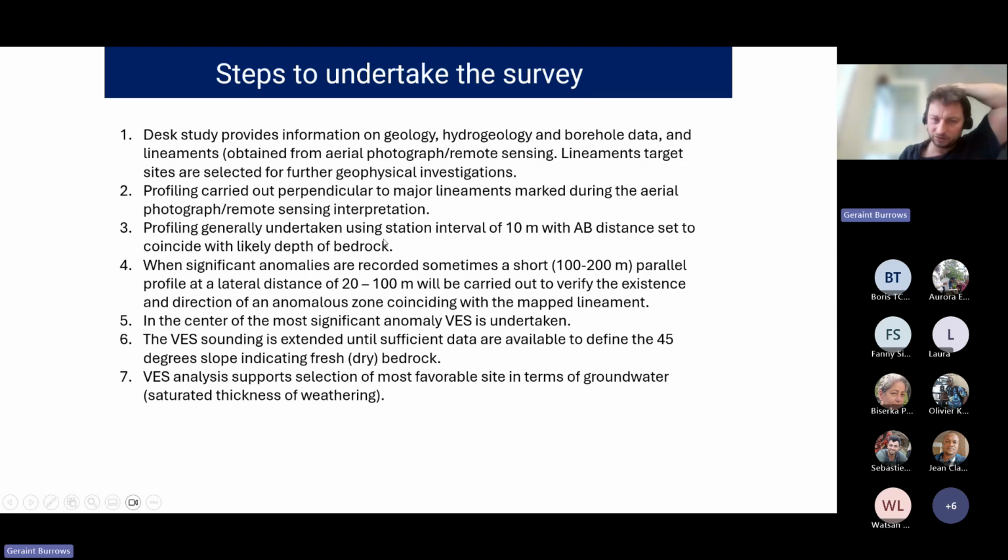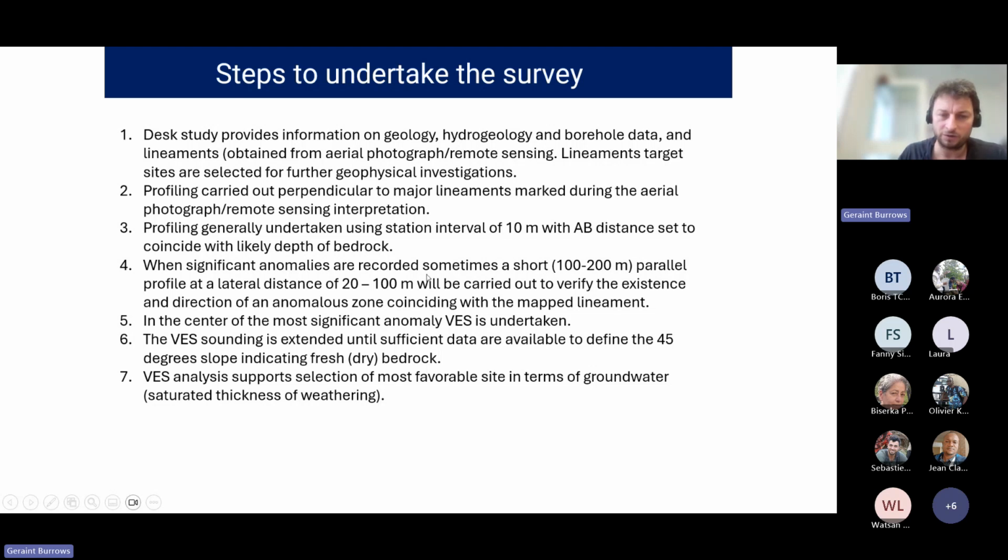Profiling can be undertaken using station intervals of 10 meters. So that means that you're moving your electrical array every 10 meters. It can be less than this or greater than this, but 10 meters is probably a good standard rule of thumb to pick out anomalies in a fractured setting.